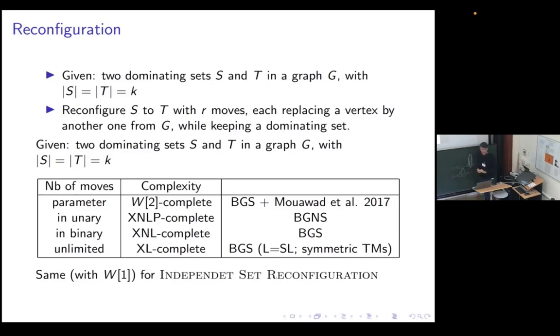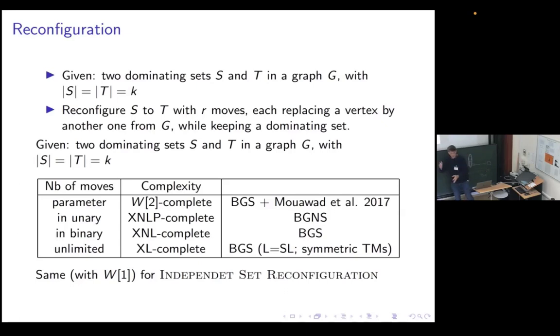And if it's unlimited, that's really interesting because it's XL-complete, and the proof uses the old proof of Reingold that L is SL, that symmetric logarithmic space is equal to logarithmic space, or that actually solves connectivity in undirected graphs in log space. If you have unlimited many moves, you can basically always revert a move.